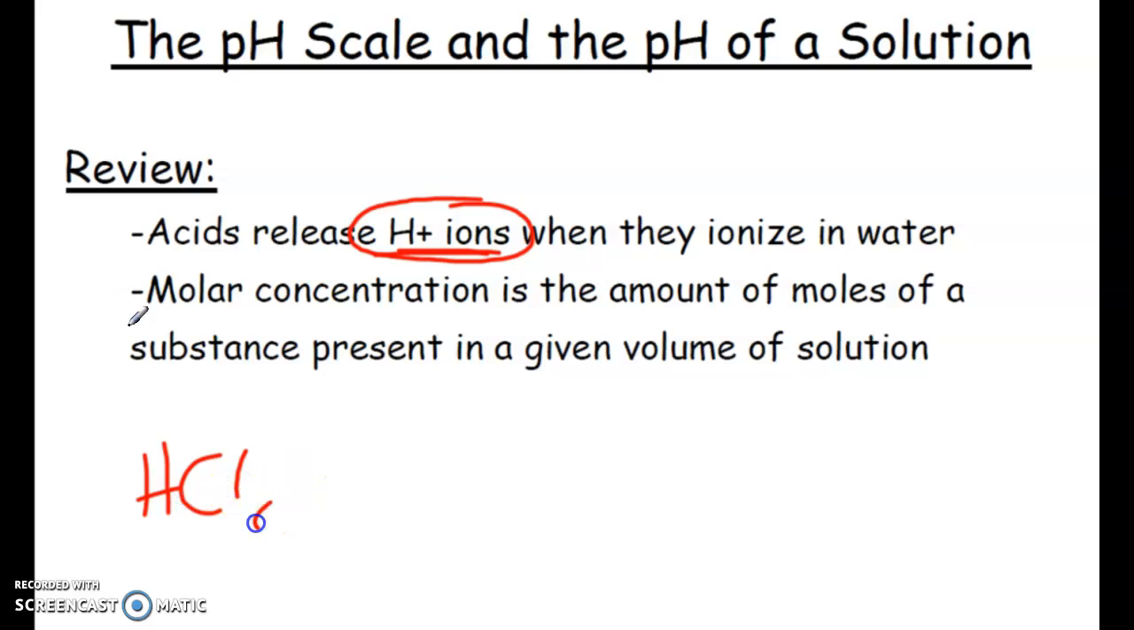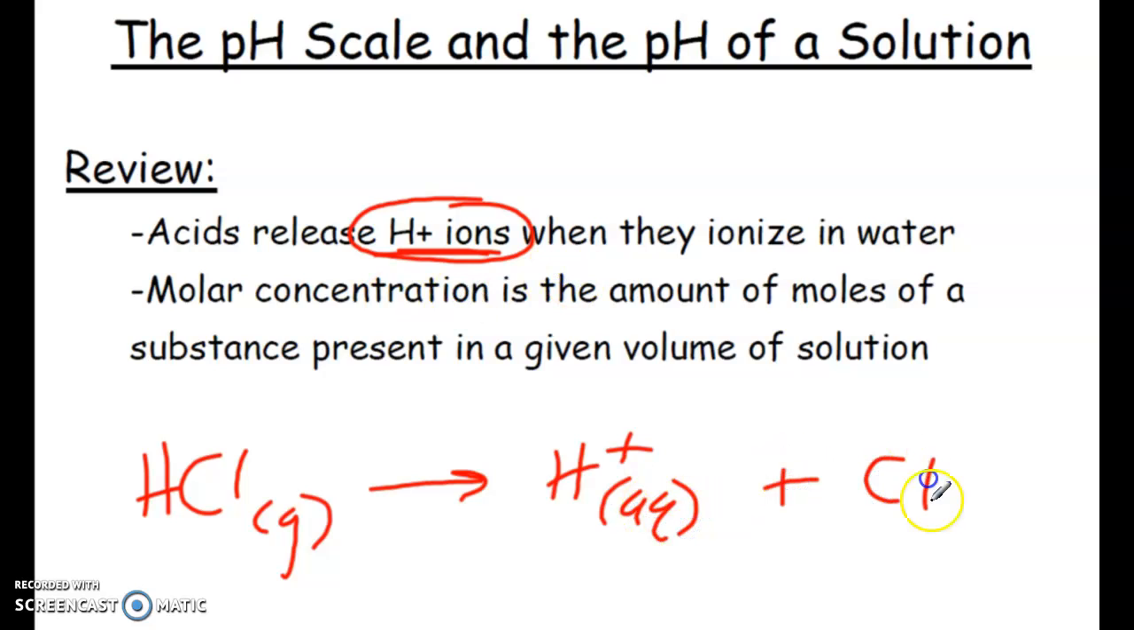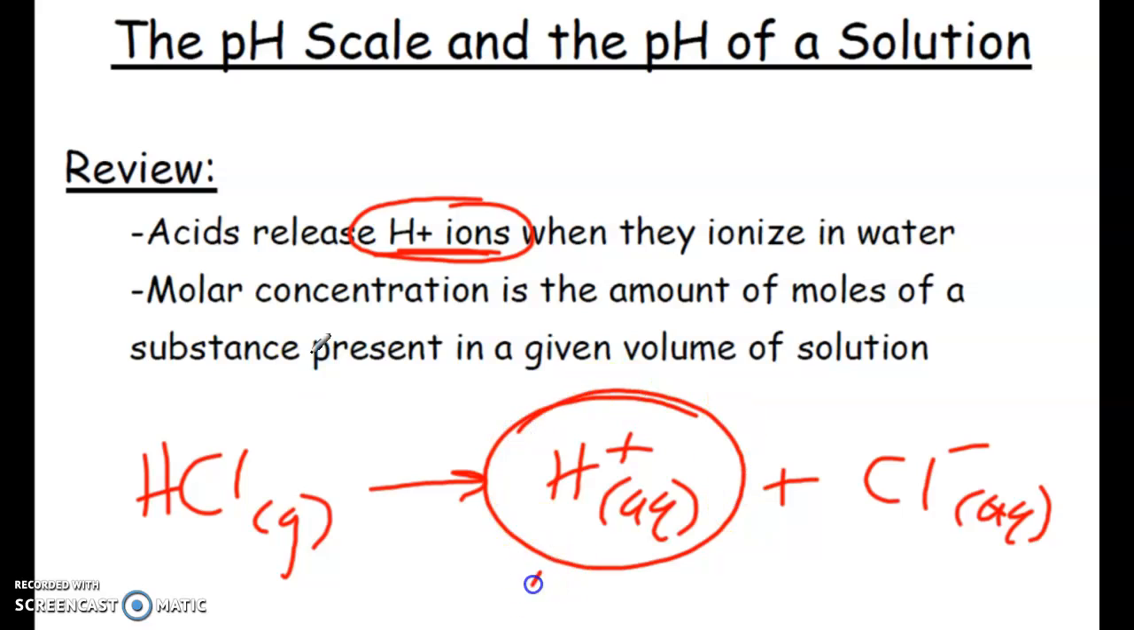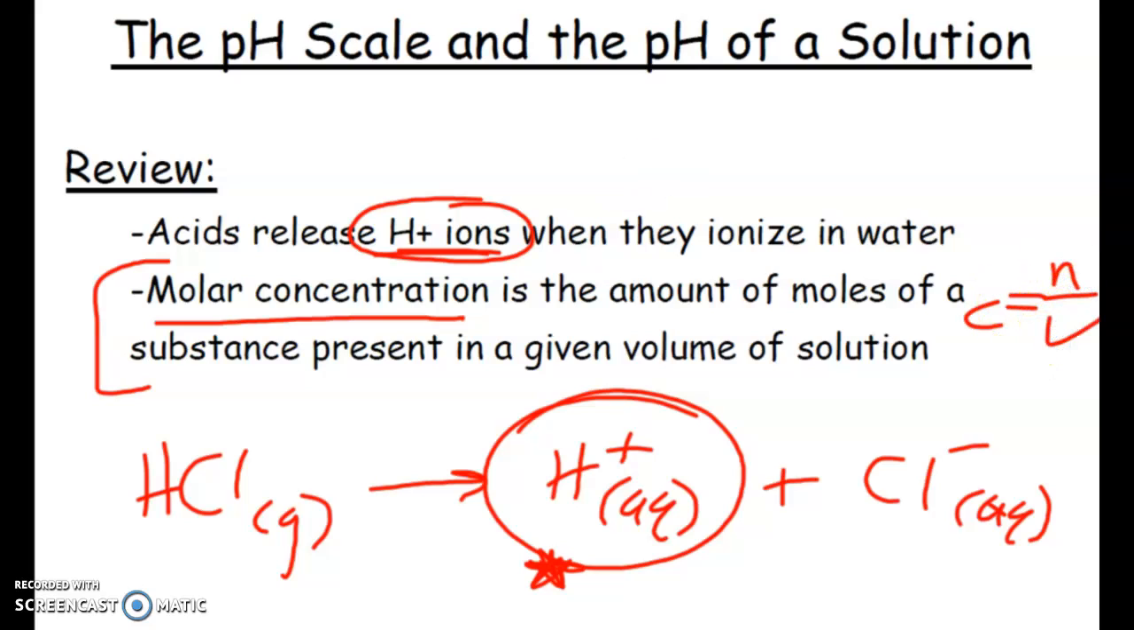So here we have, let's say, gaseous HCl ionizing in water. We have hydrogen ions and chloride ions, right? So acids always ionize to produce hydrogen ions, and bases dissociate to produce hydroxide ions. And of course, we know that molar concentration is the amount of moles of a substance per volume of a solution in liters.